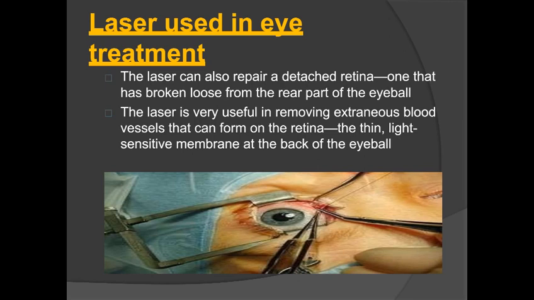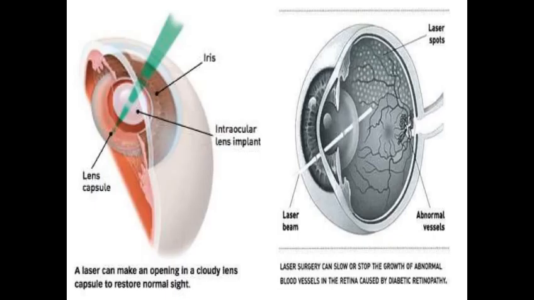Lasers are used in the eye treatment, as in to repair a detached retina. It's a kind of disease wherein the retina is broken loose from the rear part of the eyeball. It is attached by using laser. Then laser is very useful in removing extraneous blood vessels that can come on the retina. A thin light sensitive membrane at the back of the eyeball, that is retina of course, and this is the way that surgery works. It is shown in the diagram over here.